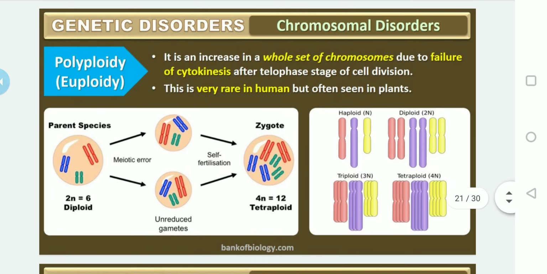So what about the other case, polyploidy? Poly means many. It is also known by the name euploidy. In this case, what happens? In case of polyploidy, there is an increase in the whole set of the chromosomes due to the failure of the cytokinesis after the telophase stage of the cell division.